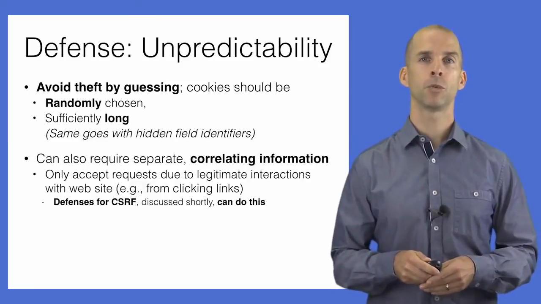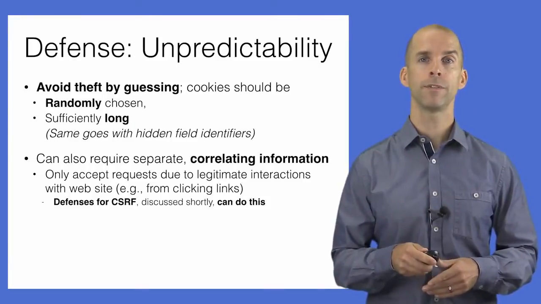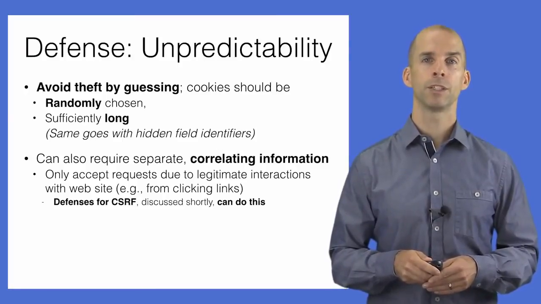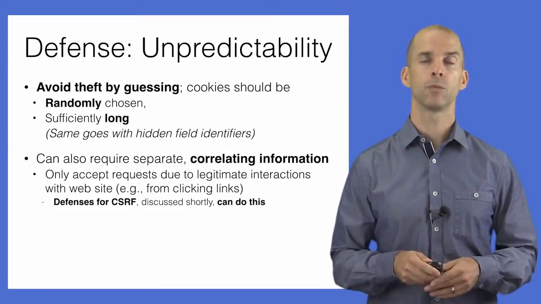This can be done by storing hidden fields on pages or using the referrer attribute so that impossible requests, even with a proper cookie, are rejected. This same sort of protection is used for CSRF attacks, which we will discuss shortly.